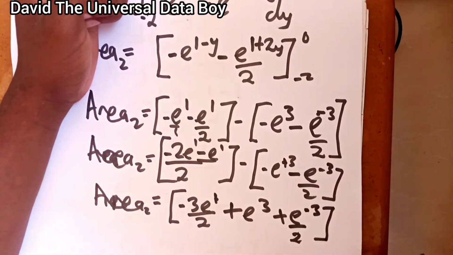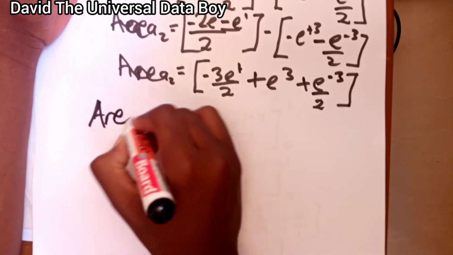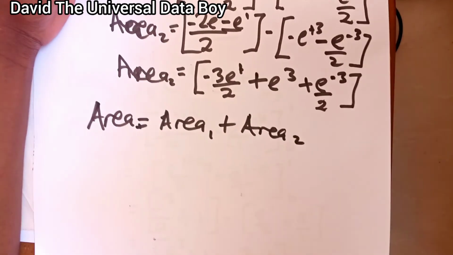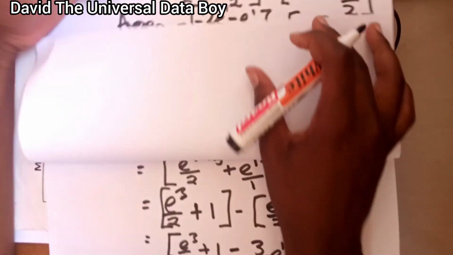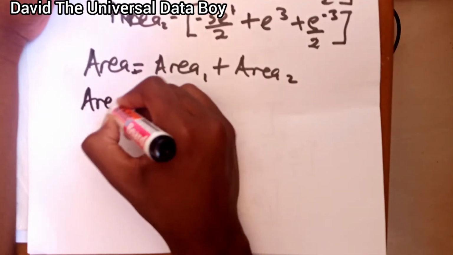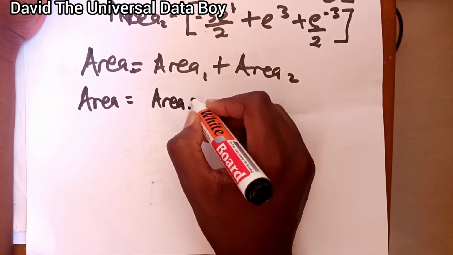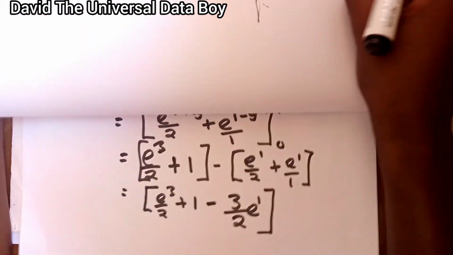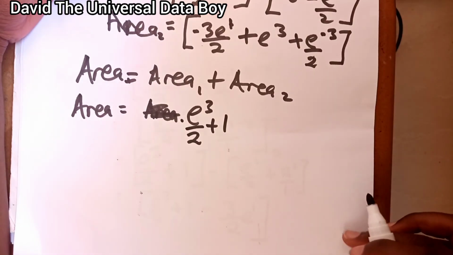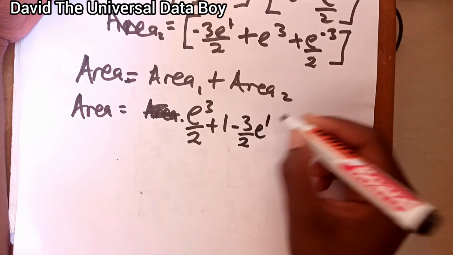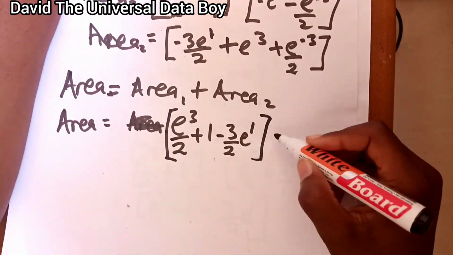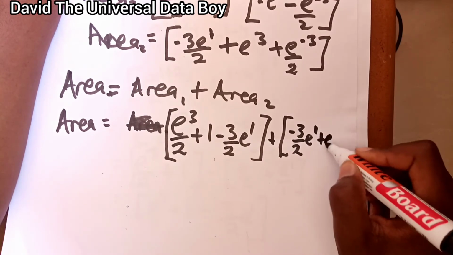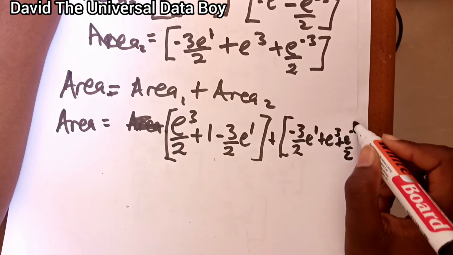So then we have the two areas. So area will be equal to area 1 plus area 2. Our area 1, we found it earlier, it was this one. Let me just plug in area 1. Area 1 is e to the power 3 over 2 plus 1 minus 3 over 2 e to the power 1. Then area 2 is what we actually have there, plus -3 over 2 e to the power 1 plus e to the power 3 plus e to the power -3 over 2.